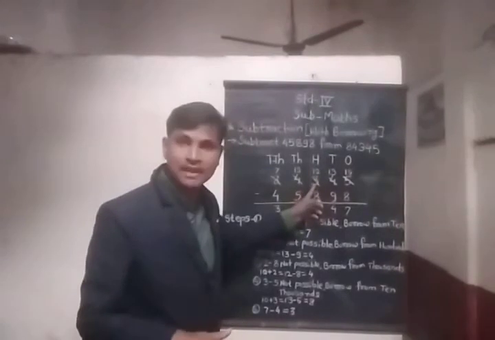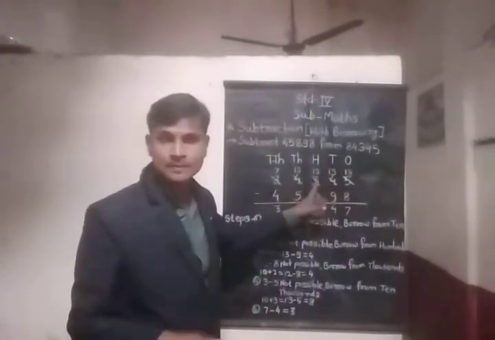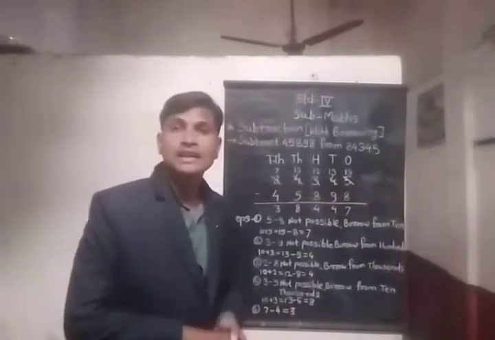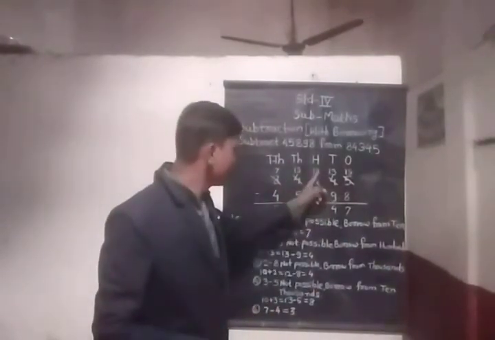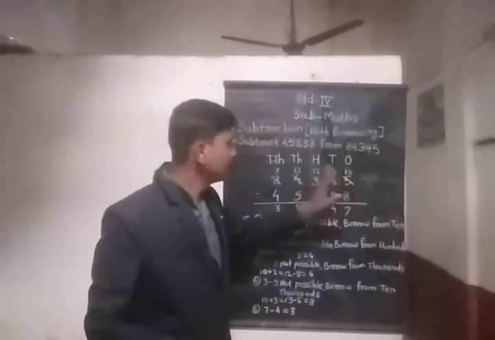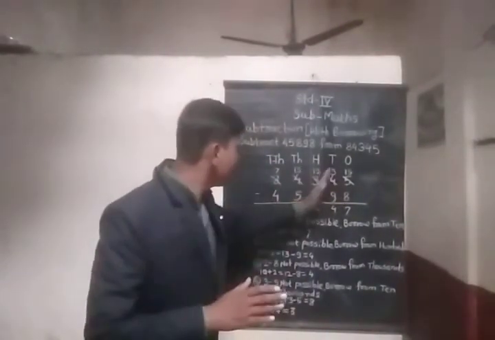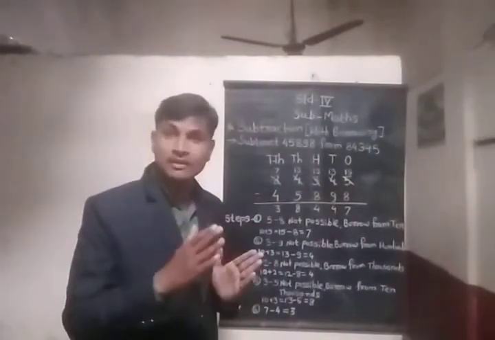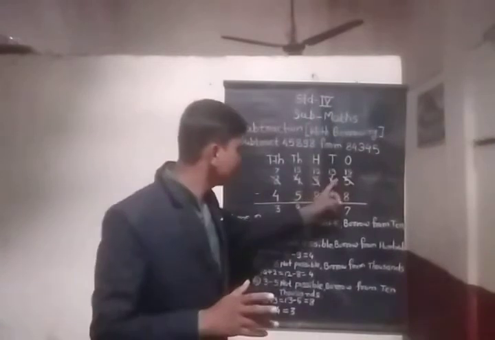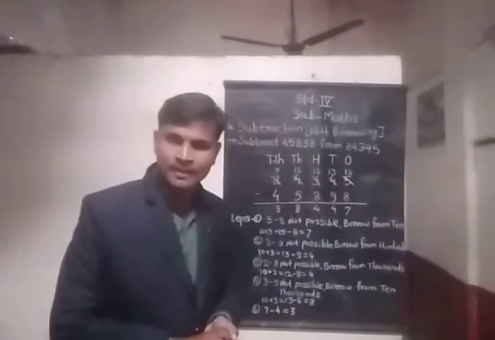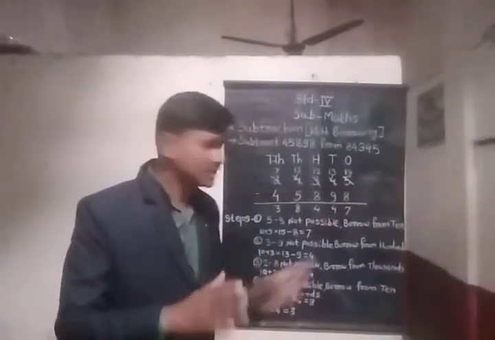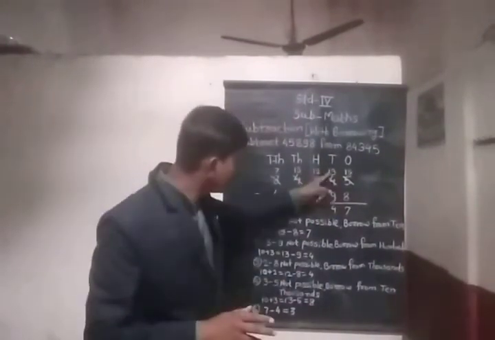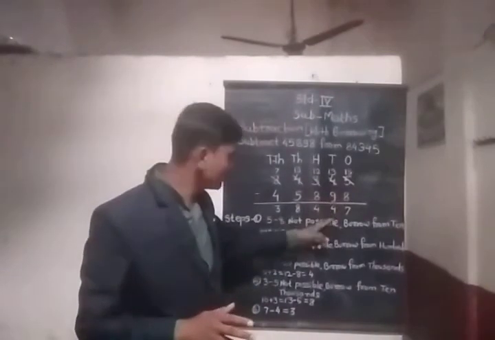So which is the hundreds place? 3 is there. So you should take 1 hundred to the tens place. So here 2 remain, and that 1 hundred becomes 10 tens. So 10 tens plus 3 tens, 13 tens will come. 13 tens minus 9 is equal to 4.